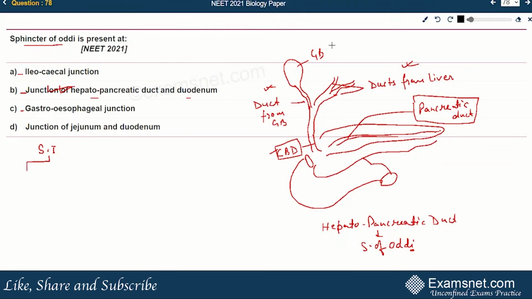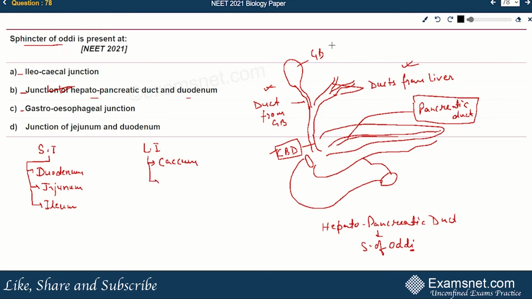So the small intestine has three parts. First part is duodenum. Second part is jejunum. And the third and the last part is ileum, right? Similarly, large intestine also has three parts. The first part is cecum.